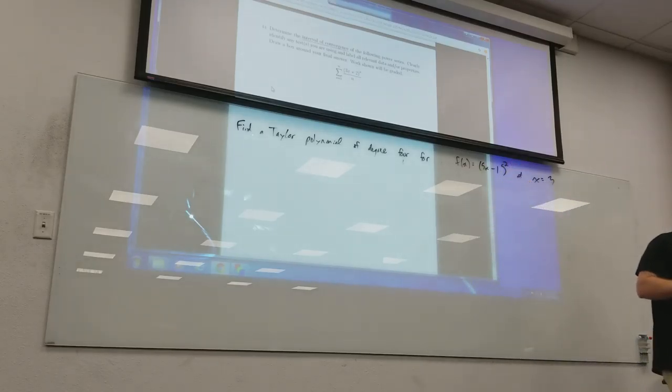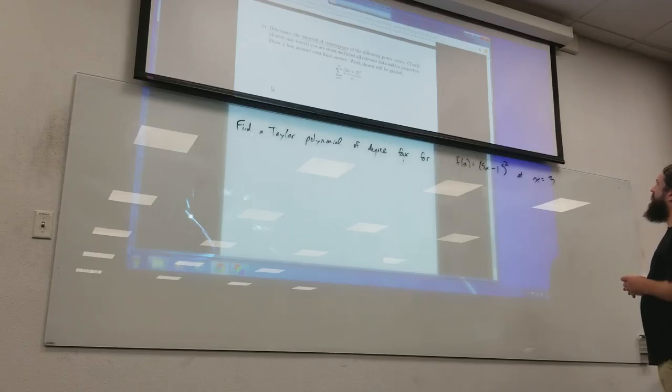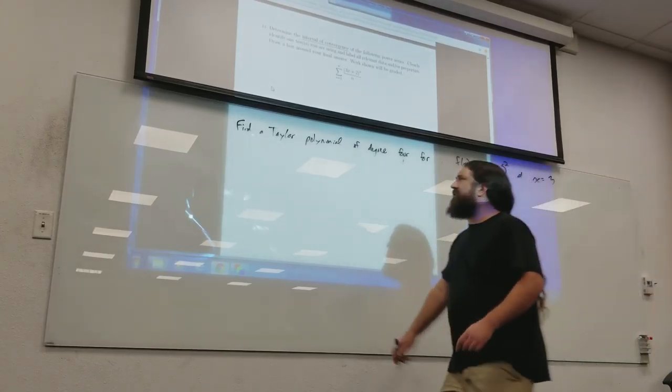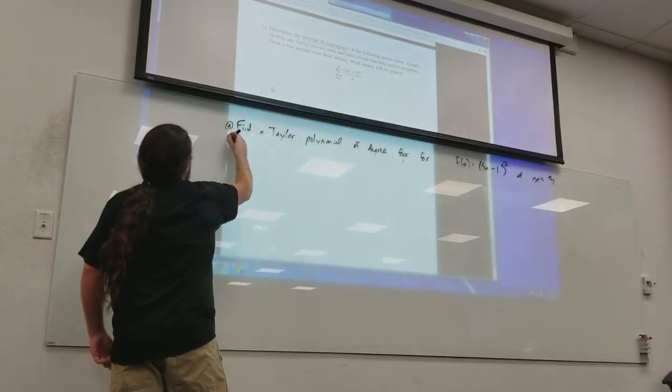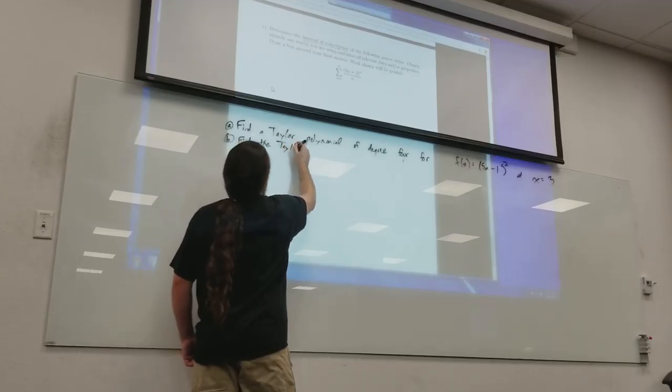It's pretty close to what you're looking at, right? So, okay. Find a Taylor polynomial of degree 4 for this function, centered at x equals 3. That's part A. And then part B is going to be: find the Taylor series.